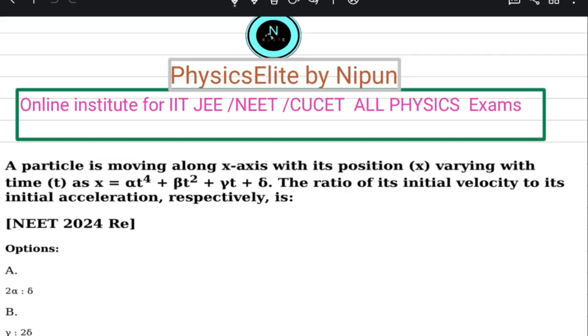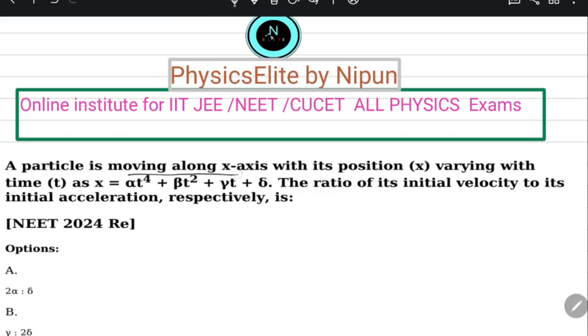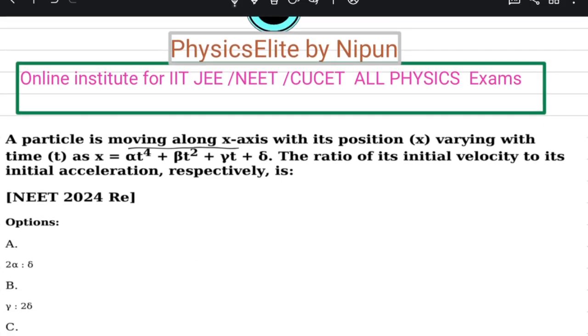This question is from the NEET 2024 examination. A particle is moving along the x-axis with its position varying with time as given. What is the ratio of the initial velocity to its initial acceleration? They are asking: initial velocity means at t equal to 0, what is the velocity? And at t equal to 0, what is the acceleration? So first we have to find velocity.